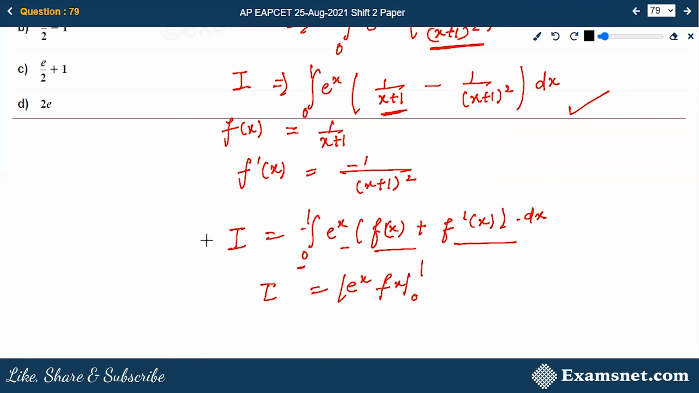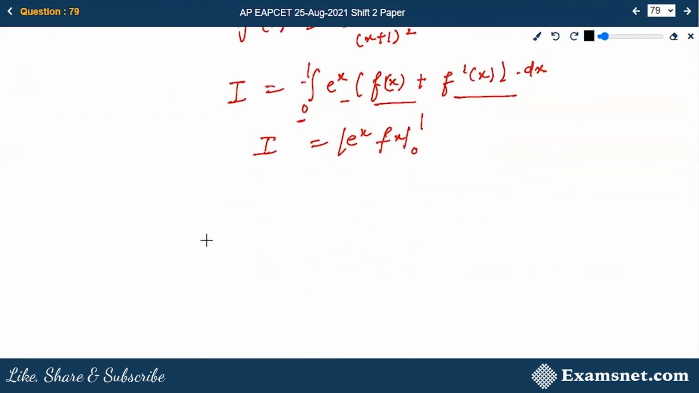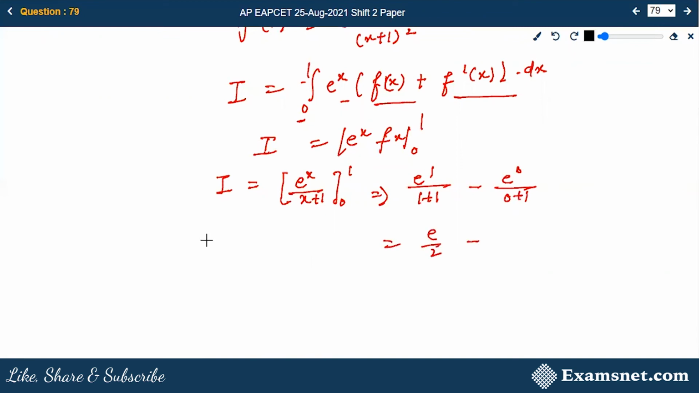Now let's fill in the values. I will be equal to e^x times f(x), which was 1 upon x plus 1, from 0 to 1. This gives you e raised to power 1 upon 1 plus 1, minus e raised to power 0 upon 0 plus 1, which is e upon 2 minus 1.